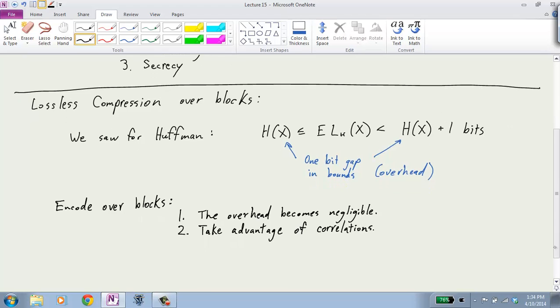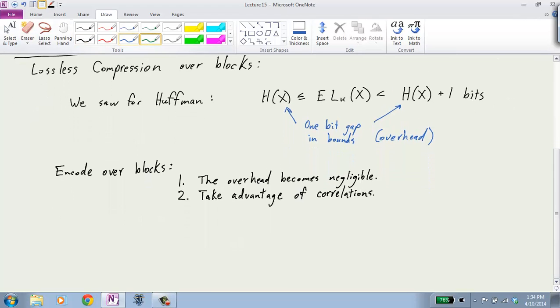Okay, so what we mean by encoding over blocks is something like the following. You have a sequence of information symbols like this. Instead of what we've talked about so far, where each letter would be considered one symbol and mapped to some binary code word in a prefix code, here we'll say, okay, let's parse this in pairs instead.